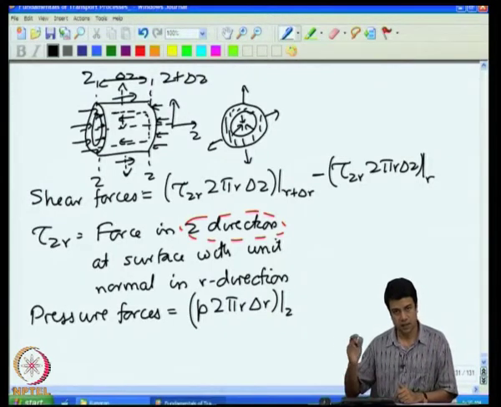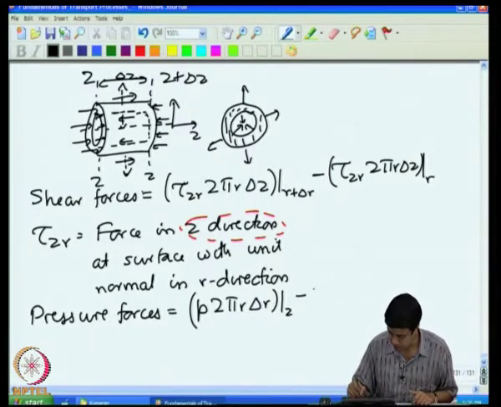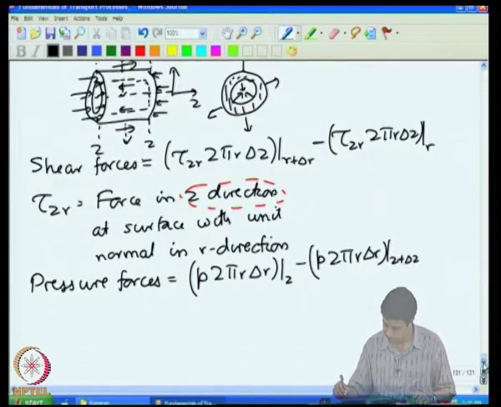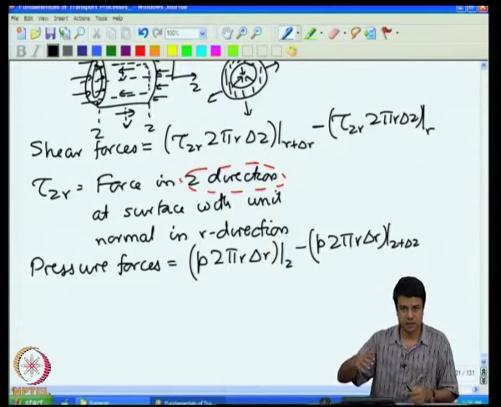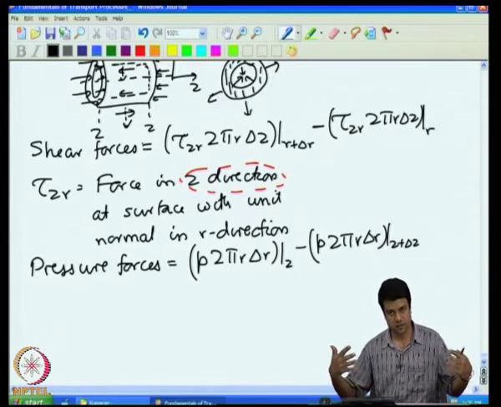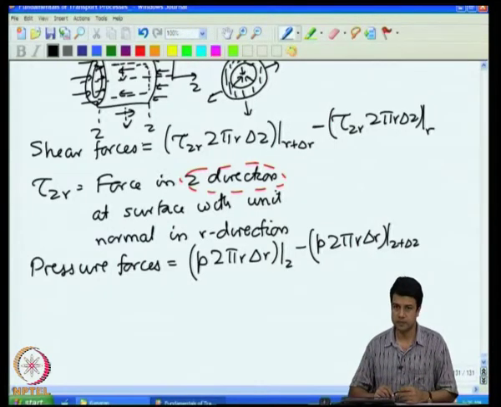At the other surface, there is a pressure force acting in the opposite direction, because pressure always acts inward on a volume. So, the pressure is acting in the minus z direction. The net force exerted by that pressure acting in the minus z direction is minus p times 2 pi r delta r at z plus delta z. So, these are the two forces, the shear forces acting on the cylindrical surfaces parallel to the surfaces, pressure forces acting on the annular surfaces perpendicular to the surfaces. So, these two together account for the rate of change of momentum in this differential volume.